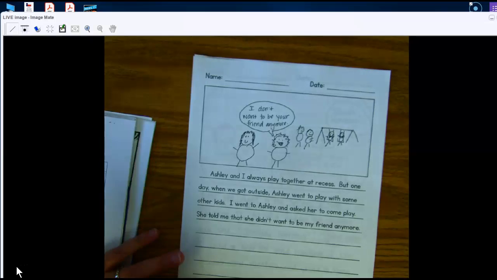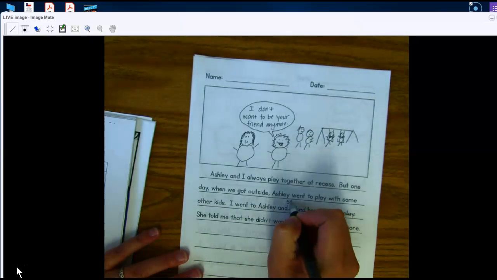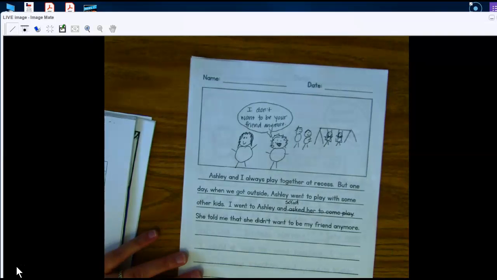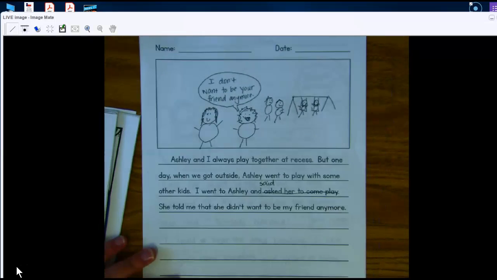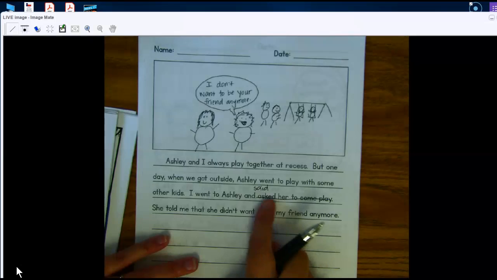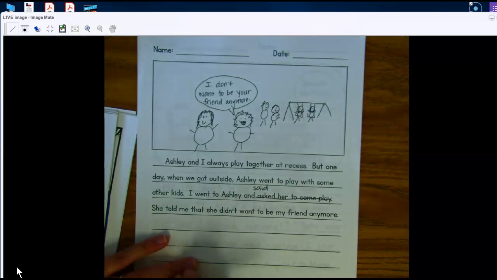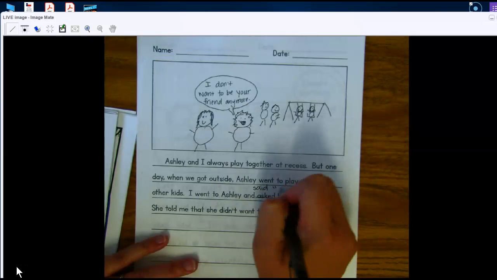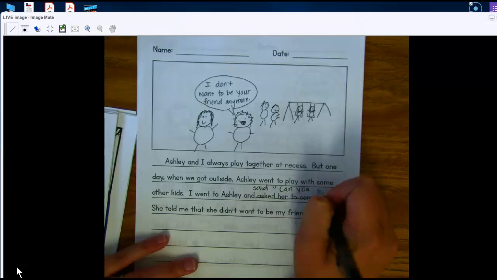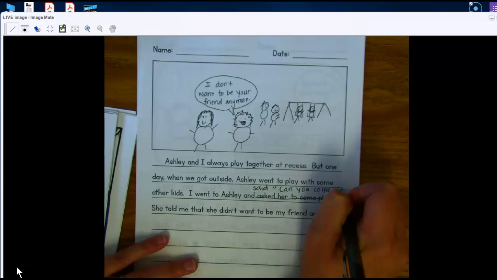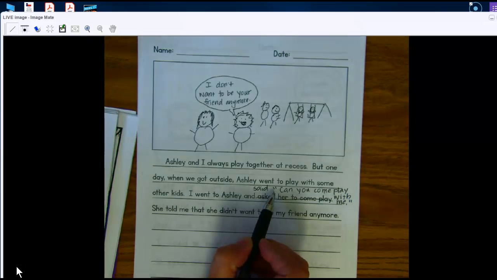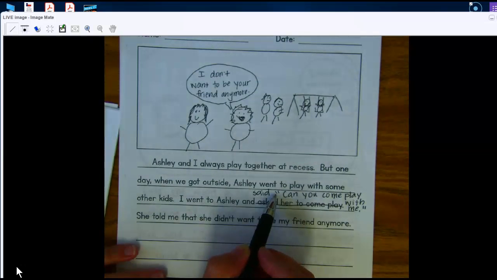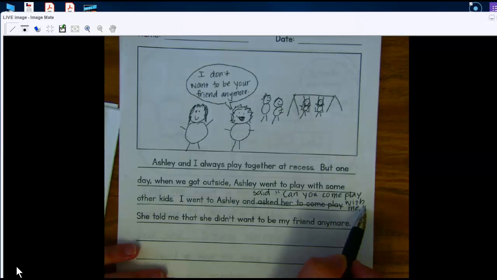So I could say, I went to Ashley and said, what could I say? I want to say the actual words that I said. What did you think I said? Gracie? Or I said I asked her to come play, so how could I say that? Yeah, I went to Ashley and said, "Can you come play with me?" Now you see I put quotation marks. These are called quotation marks. Two little marks right there at the beginning of what I said and two marks after what I said.